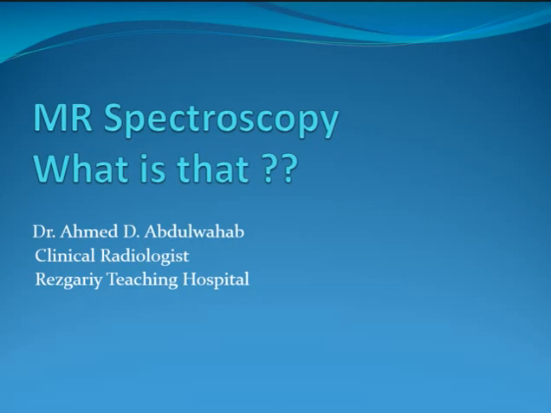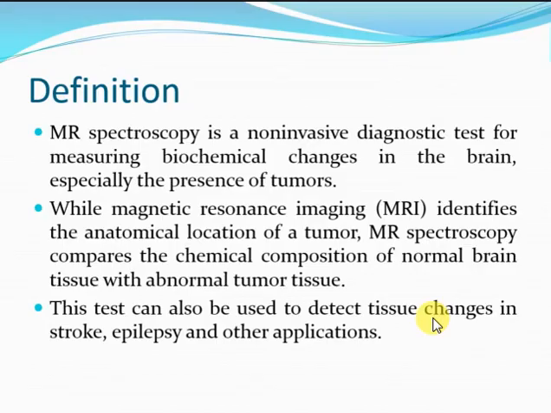Today we are going to talk about MR spectroscopy. What is that? First, the definition of MRI spectroscopy: it is a non-invasive diagnostic test for measuring the biochemical changes in the brain, especially in the presence of tumors. What we do here is to measure the concentration of different metabolites in different areas of the brain, okay? And analyze them to see what these changes are.